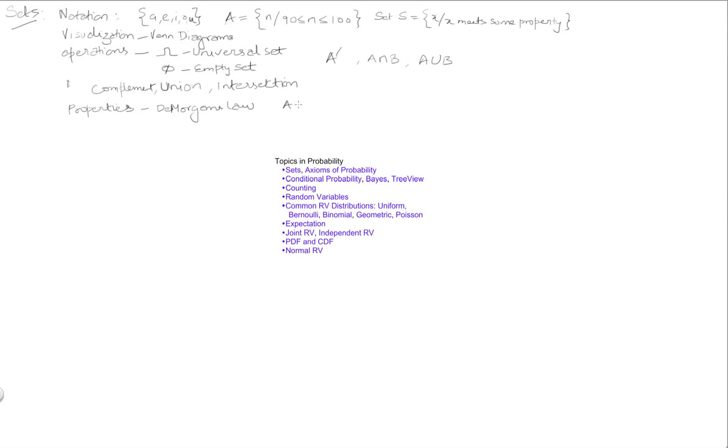Set algebra gave us, among other things, De Morgan's law, which states that if you have A intersection B, the whole complement, this is given by A complement union B complement. In other words, the complement of intersections is equal to the union of their complements. Or we can also say the other way, if you have the union of two sets and you take the complement of that, that's A complement intersection B complement.